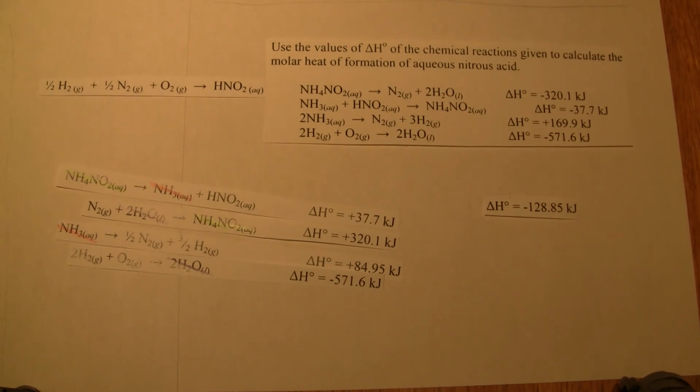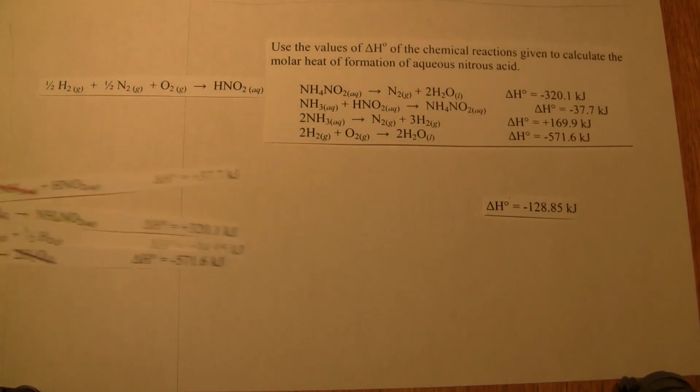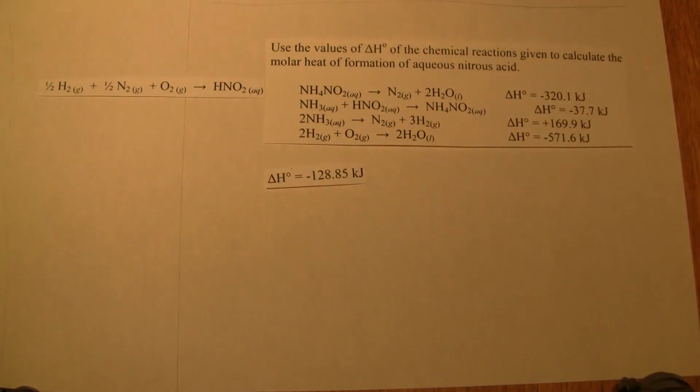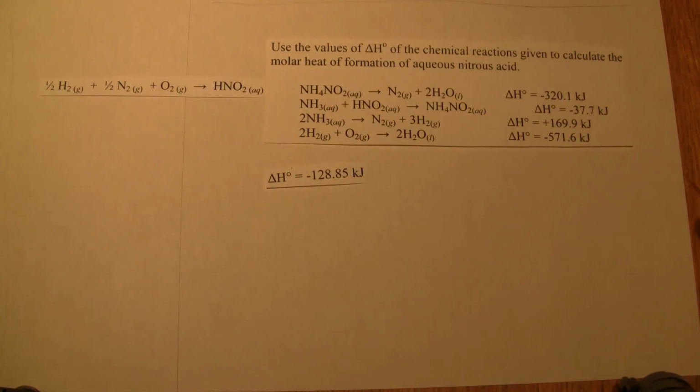And so the negative value does seem to be logical, and now we can look at significant figures. We started off with significant figures with only 3, like the 37.7. And so we end up with a final answer of 129 kilojoules. So the molar heat of formation of aqueous nitrous acid is negative 129 kilojoules.